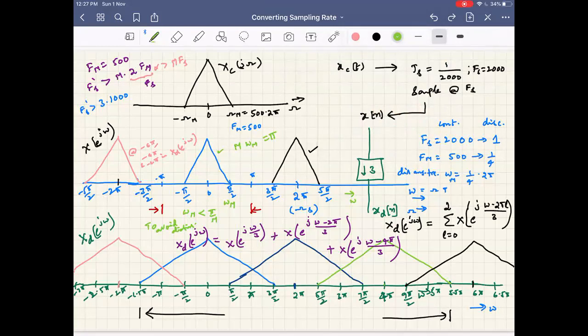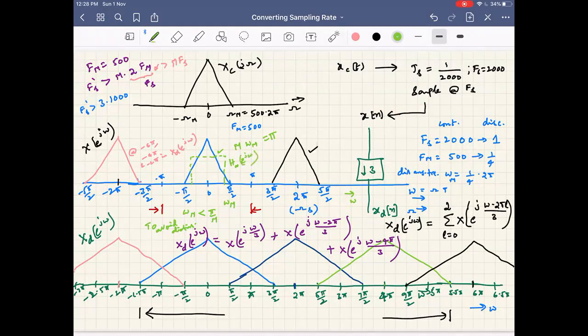So you may have a spectrum like so. Assume that this is minus pi by 3 and this is up to pi by 3. Okay, so this is minus pi by 3. If I apply this spectrum, I can call this an anti-aliasing spectrum. So this filter is an anti-aliasing filter, anti-aliasing filter H of e power j omega.